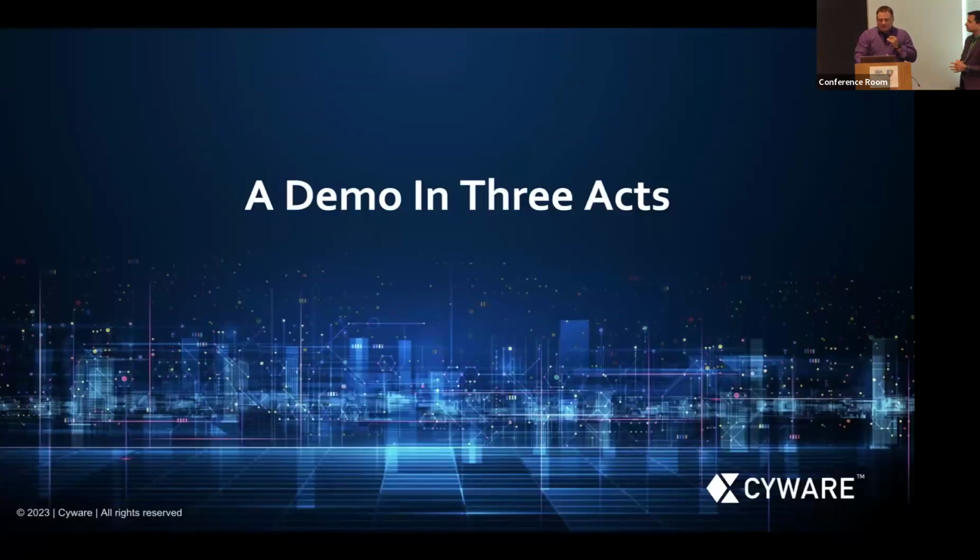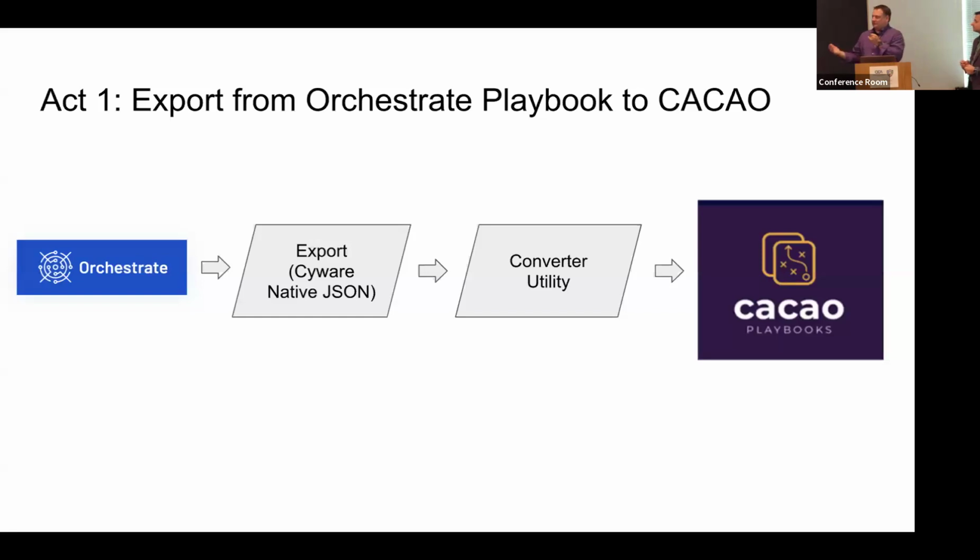And all of those things are integrated together. So what you're going to see, I call it a demo of 3 acts. The first thing that you're going to see is us taking a playbook from our orchestrated product and then exporting it into our own native JSON format and then converting that into CACAO.